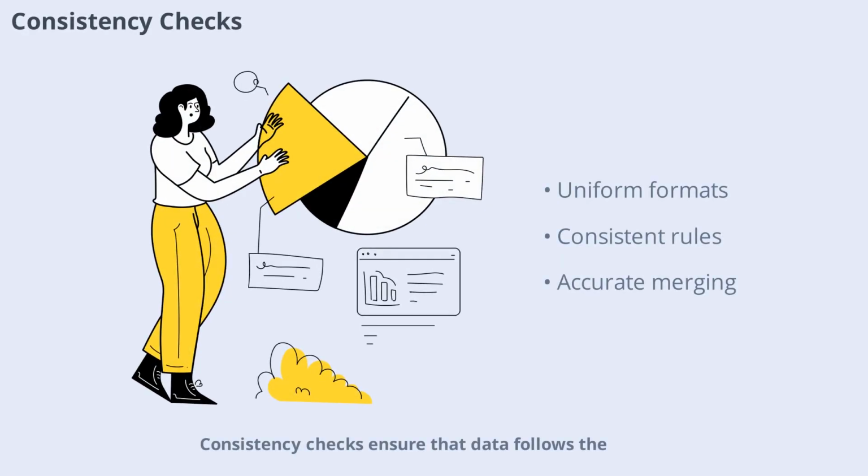Consistency checks ensure that data follows the same rules and formats throughout your dataset. For example, making sure all phone numbers have the same number of digits or all dates follow the same format. Consistency is key for merging data from different sources and for accurate analysis.